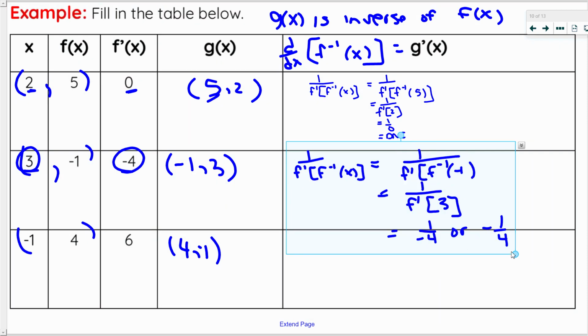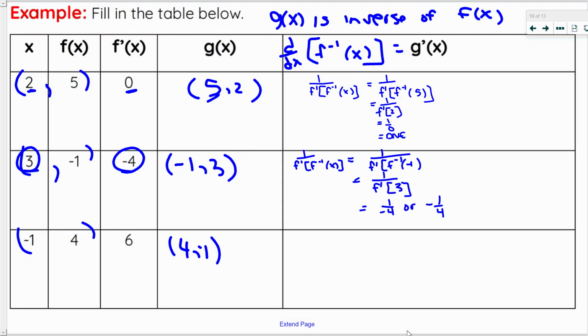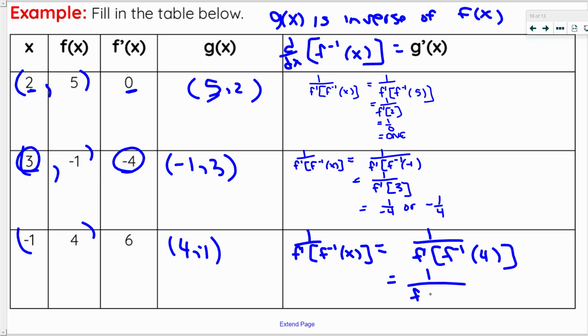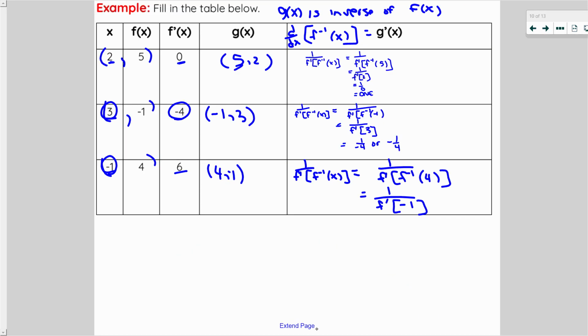Okay, let's look at our last one. So same idea. I'm going to go 1 over f prime of f inverse of x. So it's going to be 1 over f prime of f inverse of 4, my x value. The y value that goes with that, because I'm looking at the inverse, is going to be -1. So I'm going to go to -1 on my table. There it is, and there is f prime. So this is going to equal 1 over the f prime, which is 6. So this answer here would be 1 over 6.